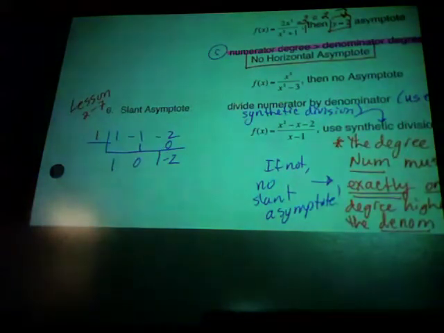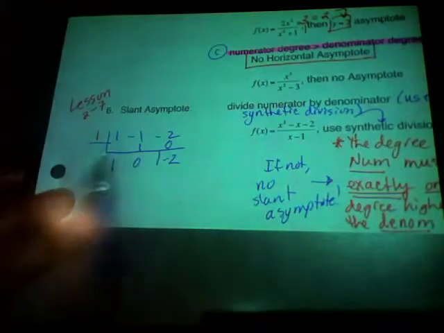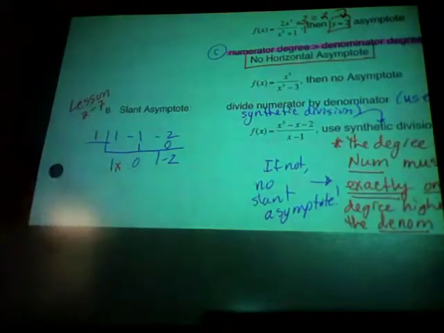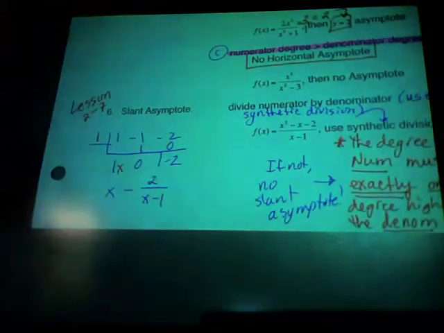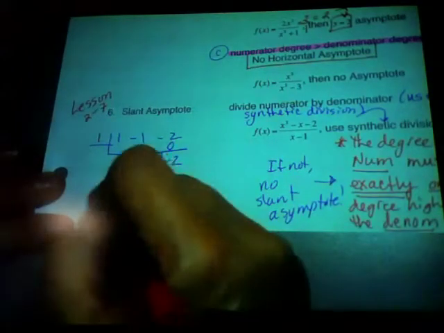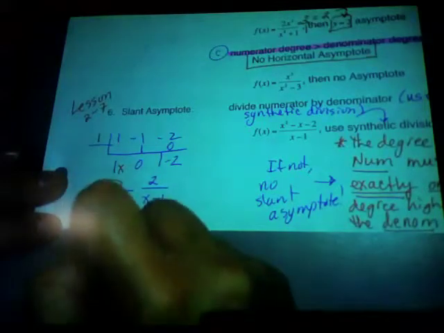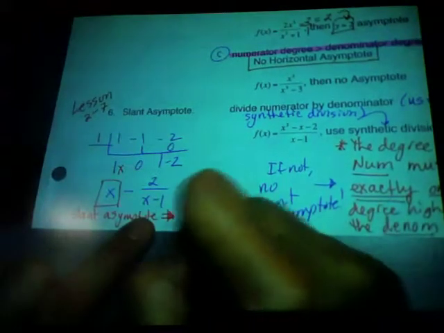So you're not necessarily going to get a 0 remainder. Most times you don't. So this means I have no constant, right? Doesn't this mean that that's an x? So what I have here is x minus, my remainder is 2 over x minus 1. This right here, this is your slant asymptote, not the remainder. So your slant asymptote in this case would just be y equals x.